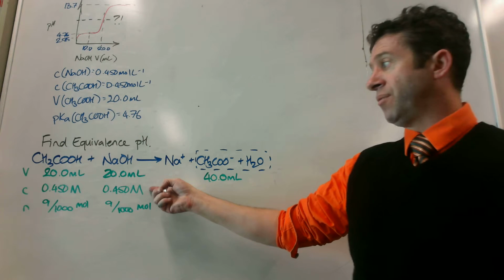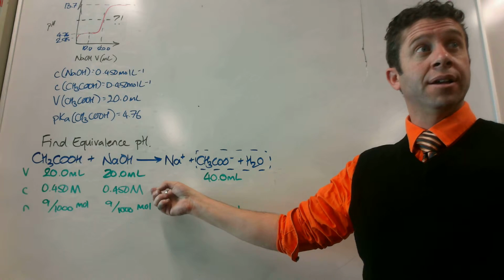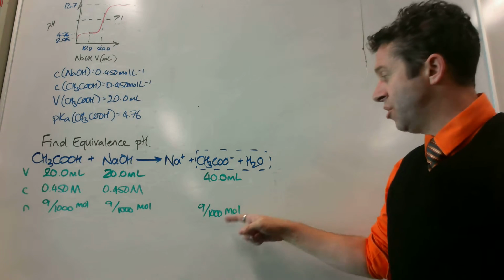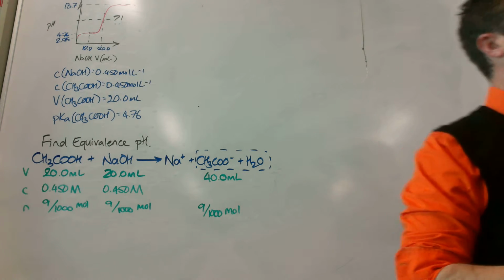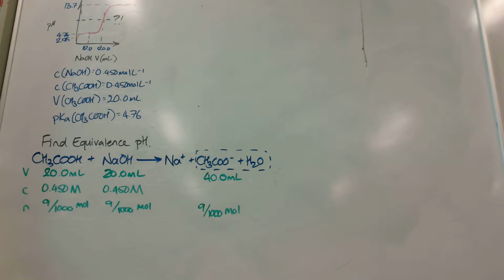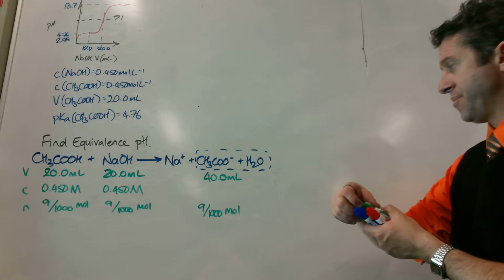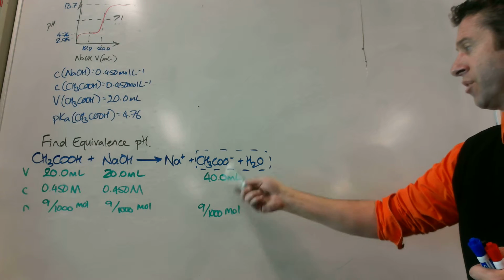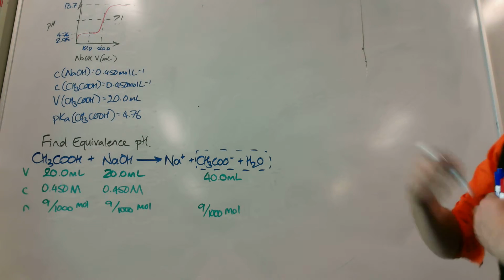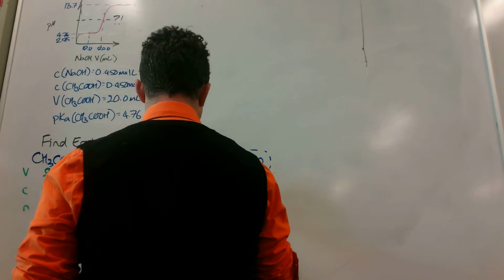And it's not going to be 0.45 moles per litre. It's going to be half of that. So 9 over 40 times 1,000. Yeah, that's right. So, and I've got the mils. So we're going to end up with 9/40ths.